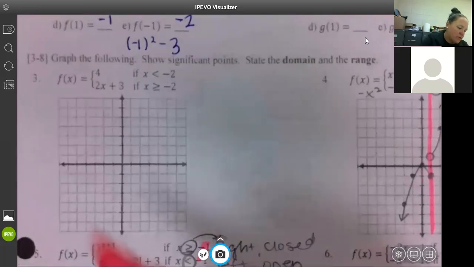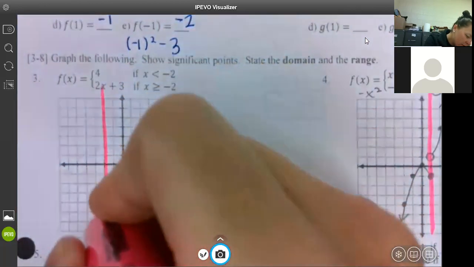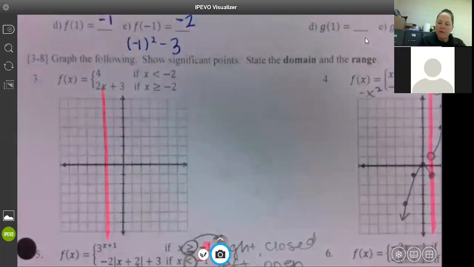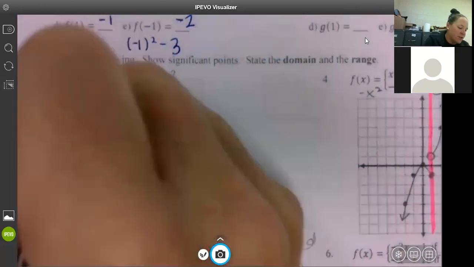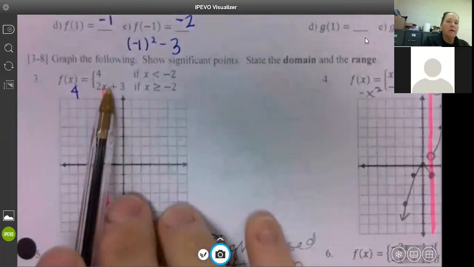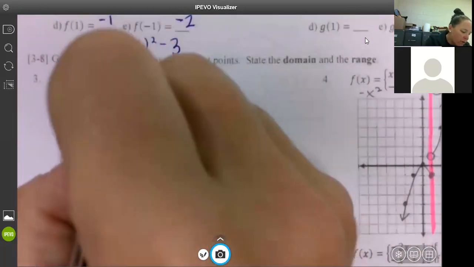Boundary. You put your boundary on negative 2. Perfect. All right, so the first one is less than negative 2, so make sure you graph it on the left. Then this one, 2x plus 3, is on the right.